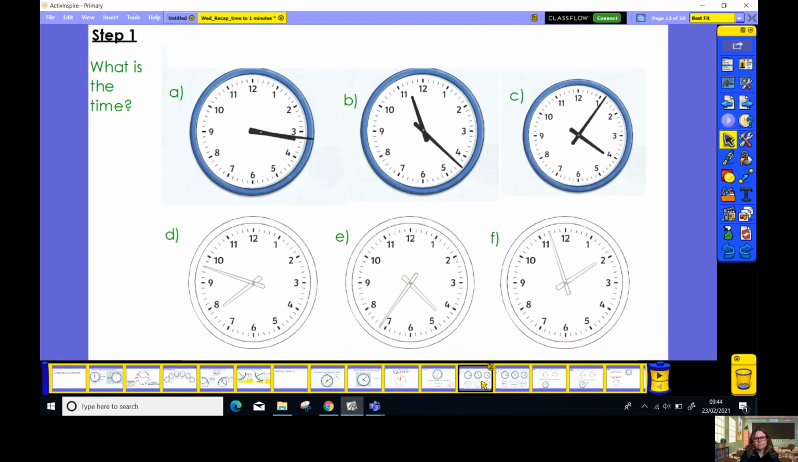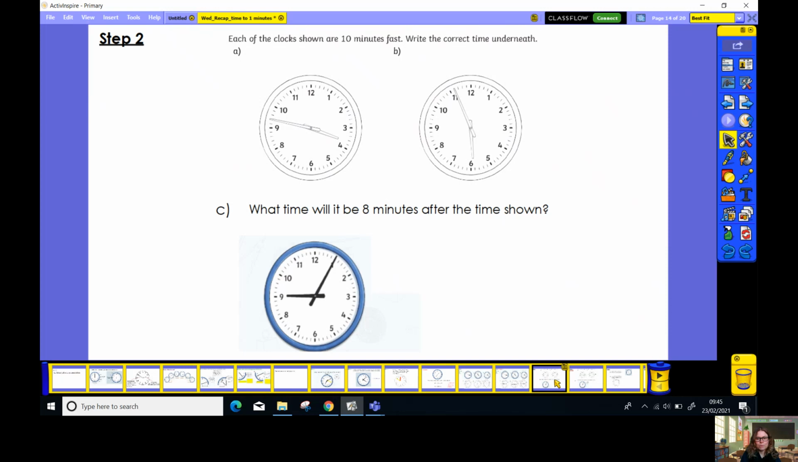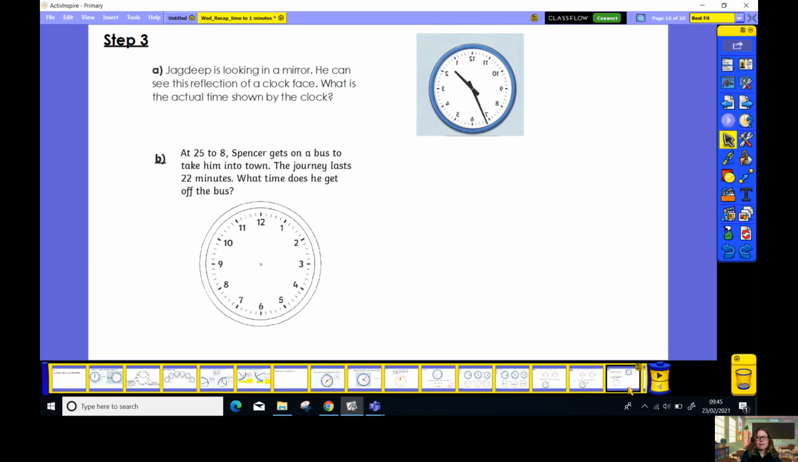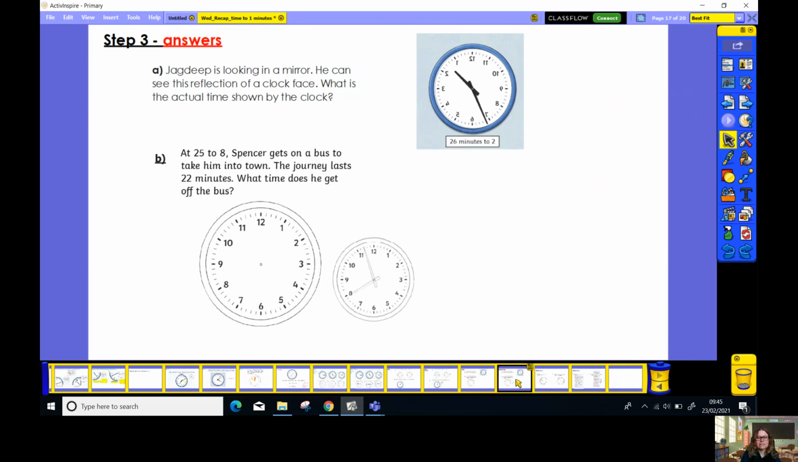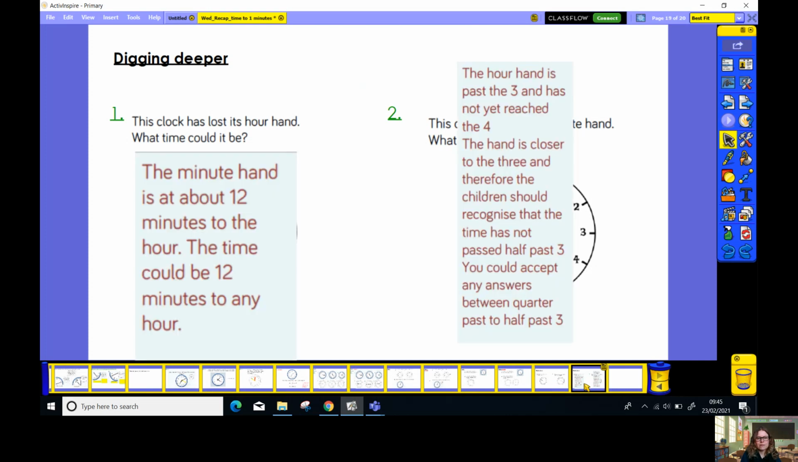Here's step 1. And the answers. Step 2. And the answers. Step 3. And the answers. Make that a little bit bigger. Digging deeper. And the answers.